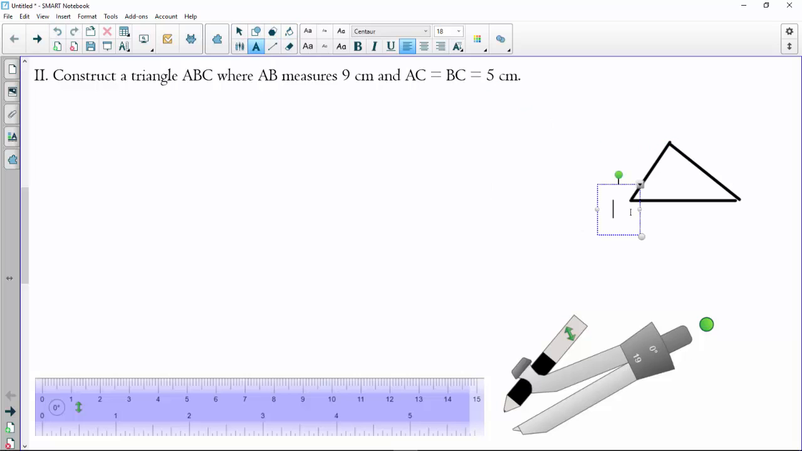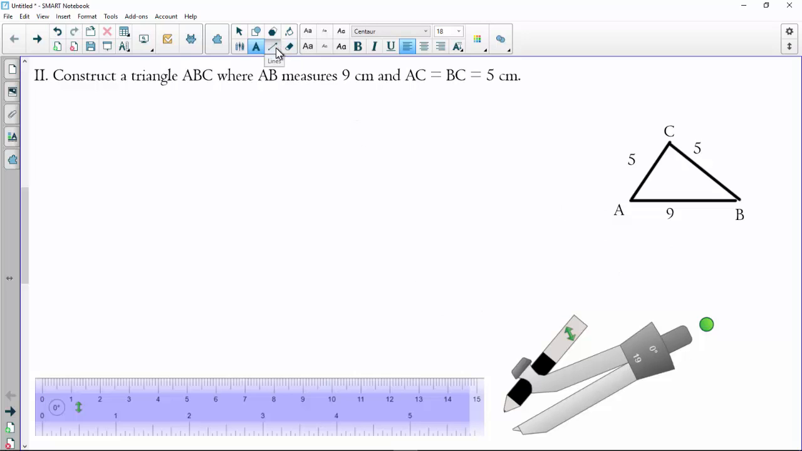So here will be A, B, C, AB is 9, and AC equal BC, which is equal to 5 centimeters. And that's how our construction will look like.